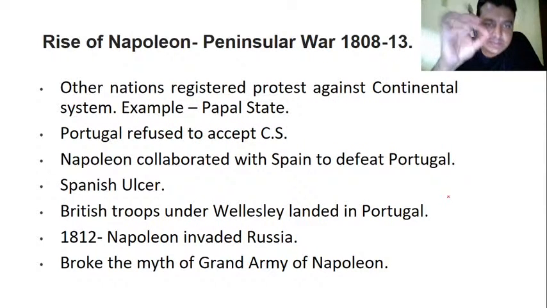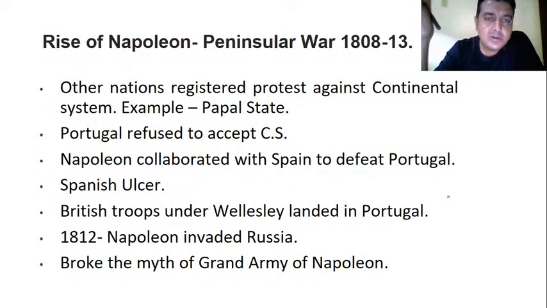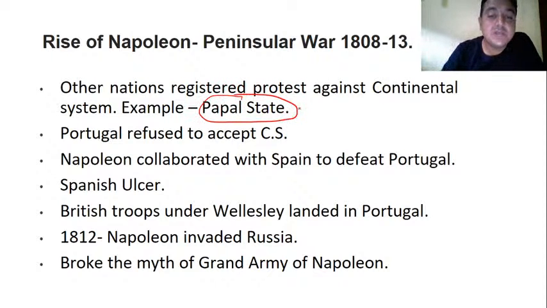Next thing, as I mentioned, the continental system hurt the interest of the states, so they started registering protest against it. A very good example is Spain. What happened in Spain was that Napoleon's brother was ruling there. How and when, we are going to discuss later. But he also registered his protest. Clear? Along with that, one more state opposed the continental system, that is the Papal State. Papal State means where the Pope rules, which is basically Rome.